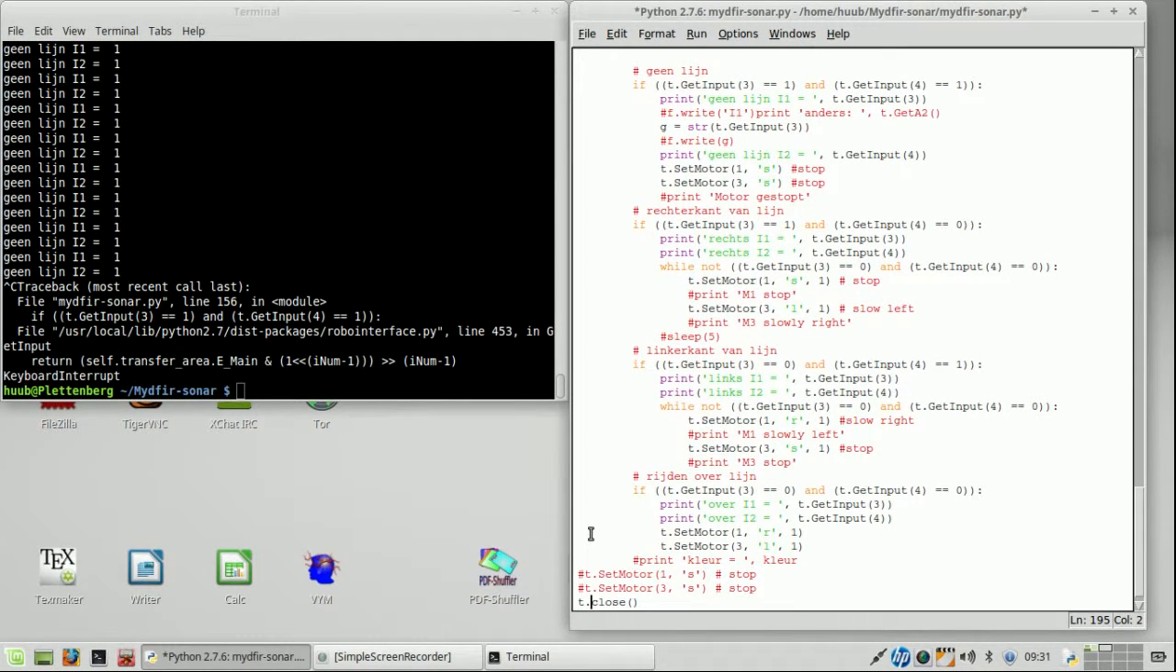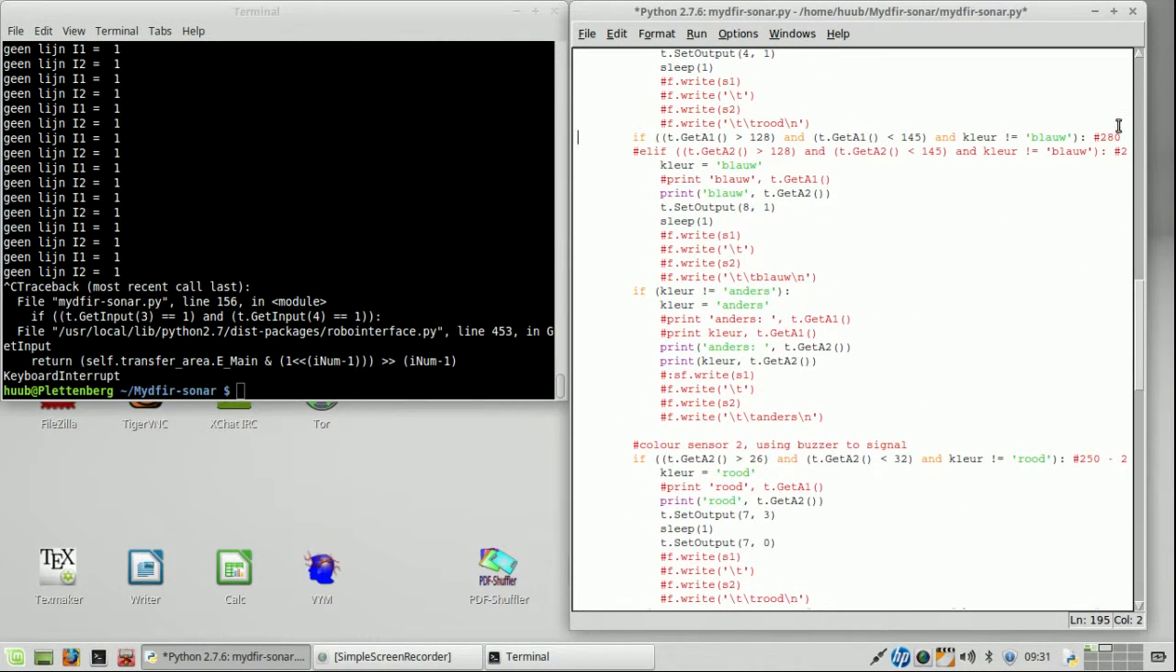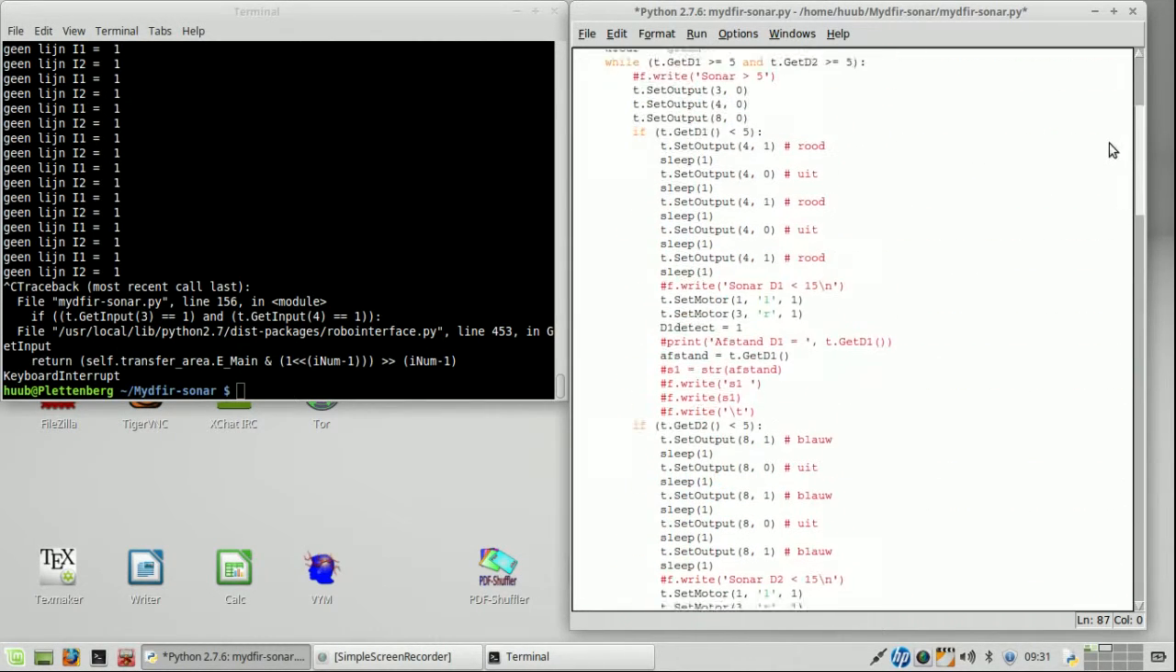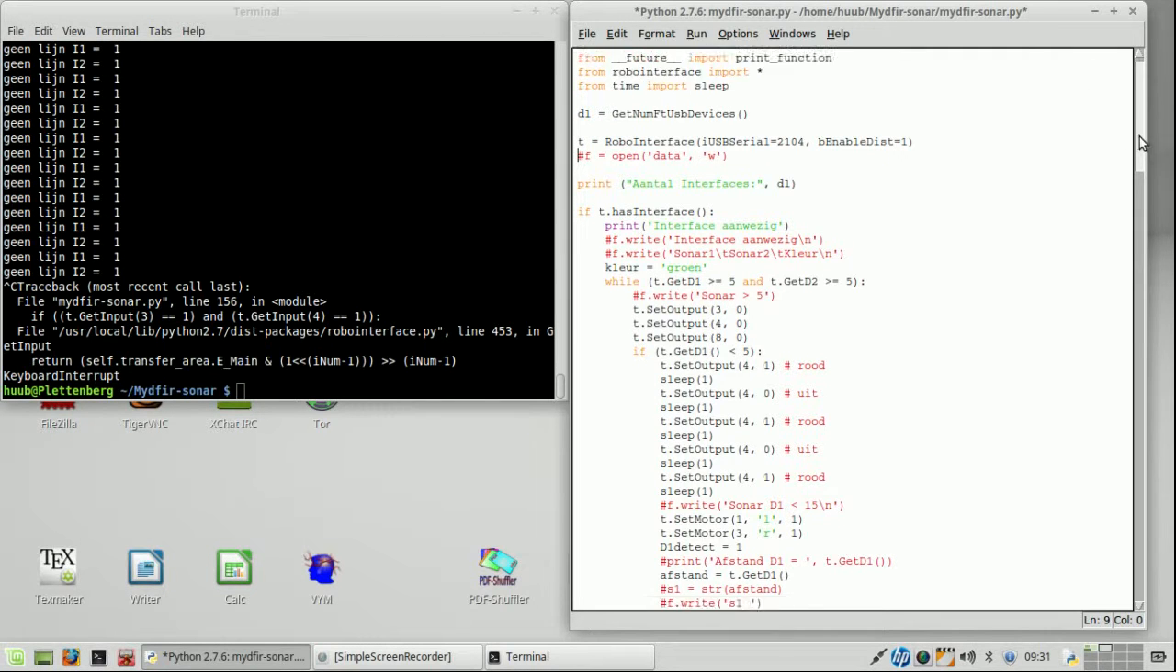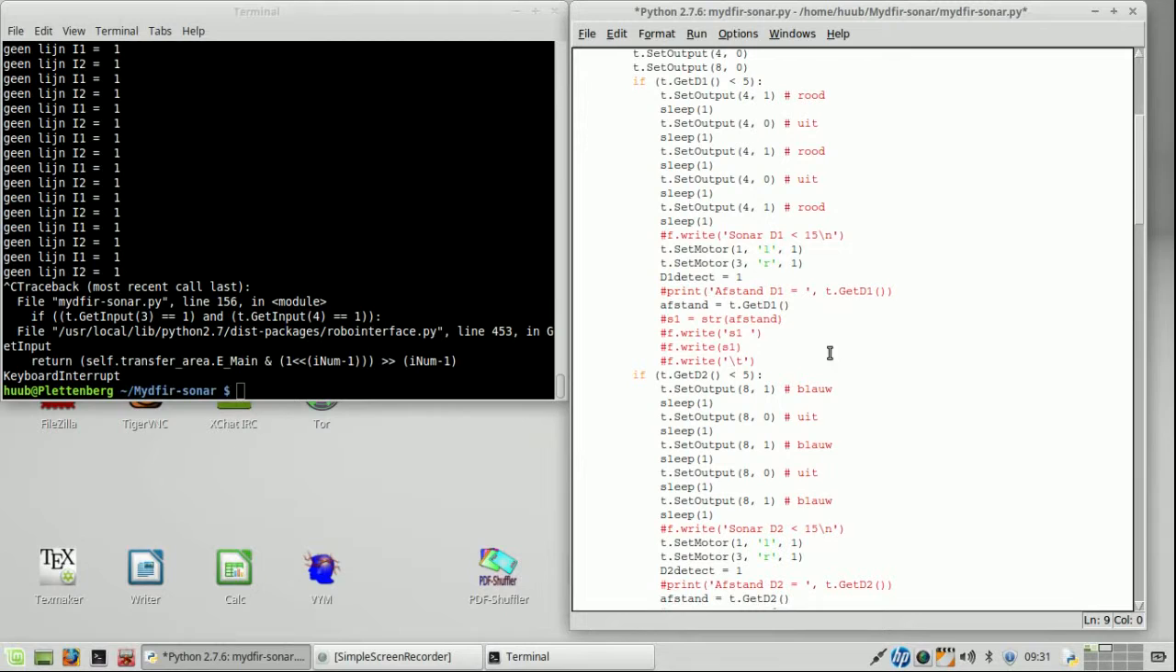Or set motor 4, because the buzzer is put into motor 4. Motor 4 consists of output 7 and 8. Oh wait, output 8. That's another thing. Wait a second. Is that the point? Set output 8.